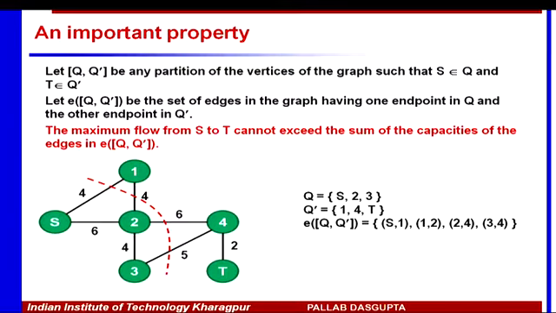When I am talking about maximum flow from S to T, that is the flow that I can pump from S to T altogether, taking all paths into account. Unfortunately, here, because the bottleneck is here, that is the maximum flow that is possible.